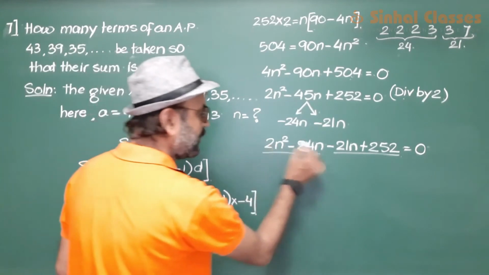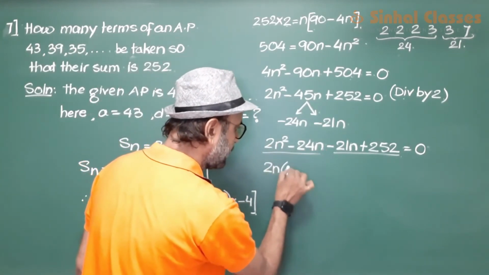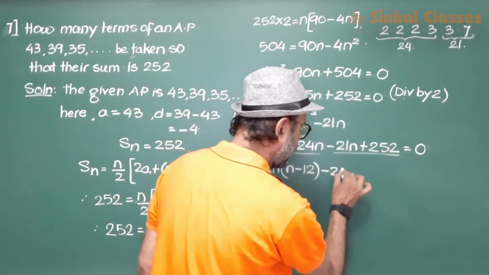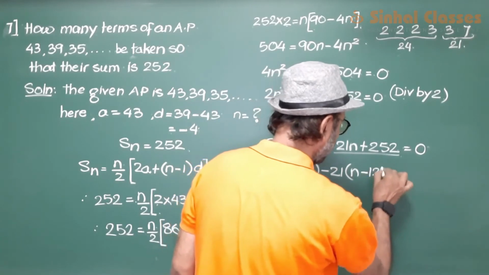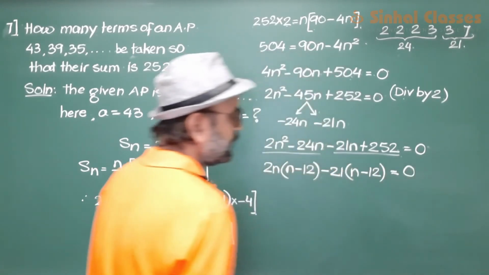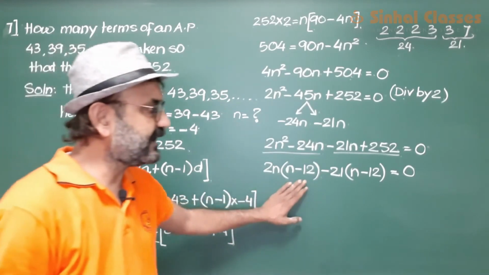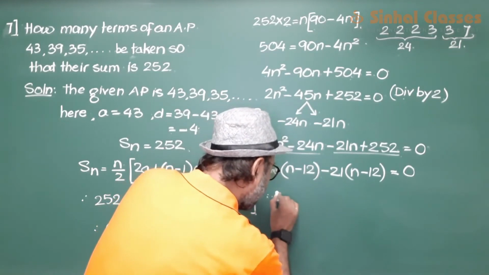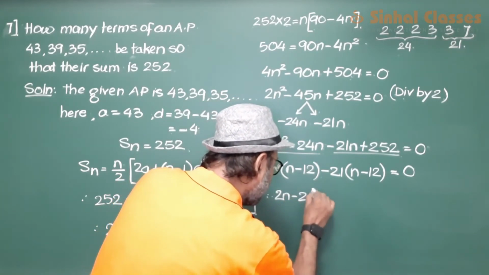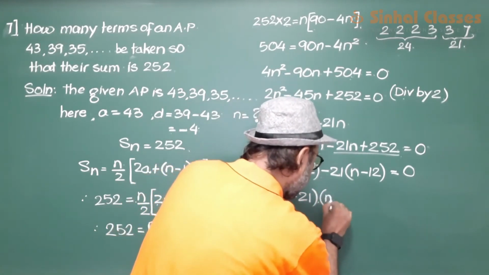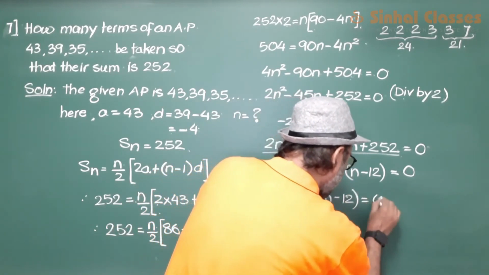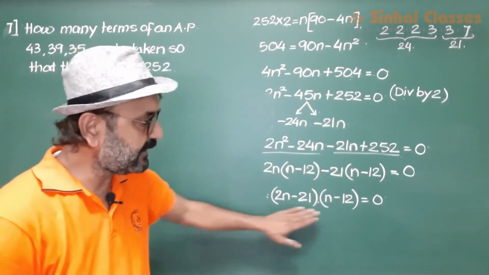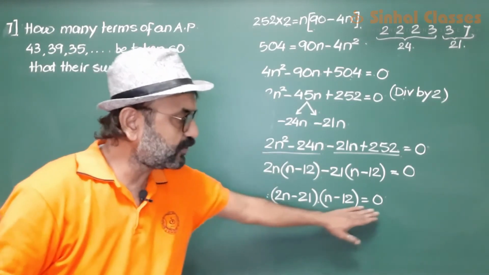Take common. What is common in the first two? 2n, n minus 12. What is common in the other two? 21, n minus 12. Because we know that when we are solving a quadratic equation, we get these two brackets similar. So here we have in one bracket 2n minus 21, and in the other bracket n minus 12, equal to 0. Now 2n minus 21 multiplied by n minus 12 is equal to 0.